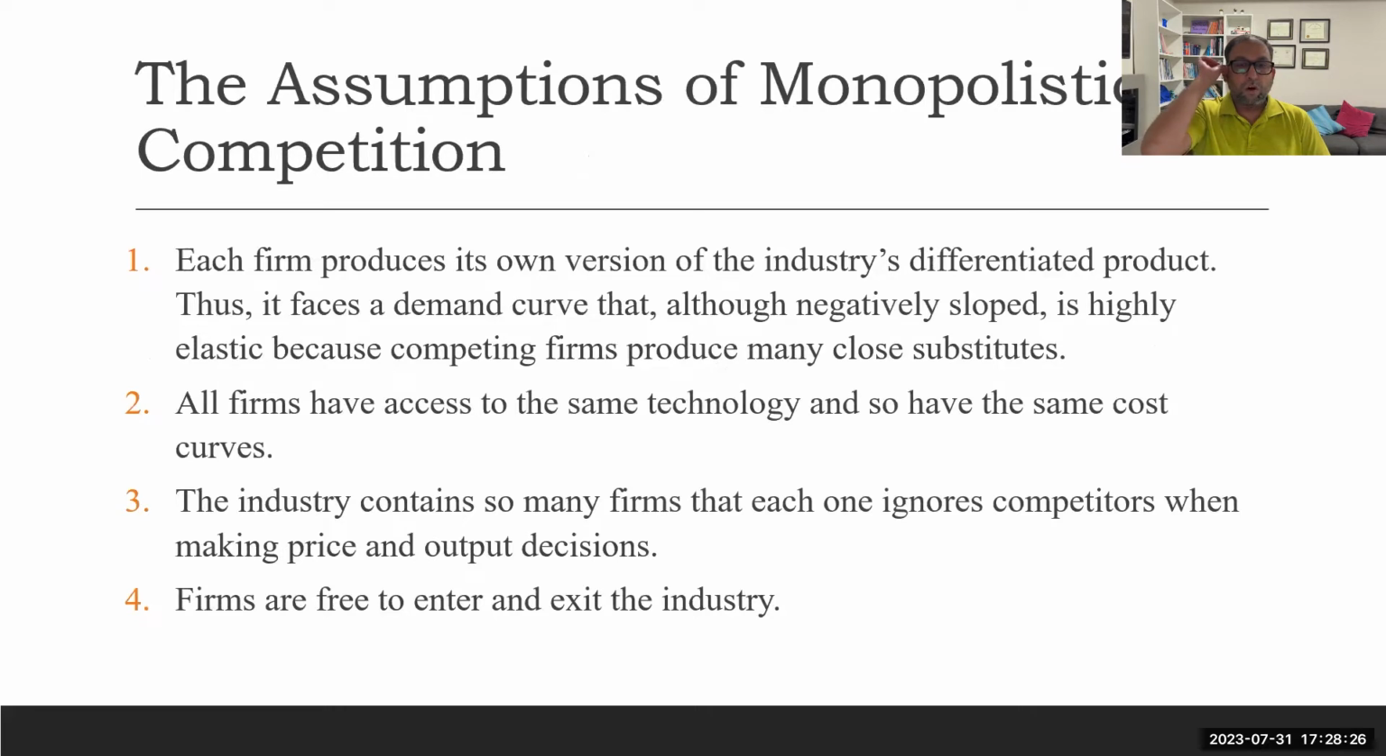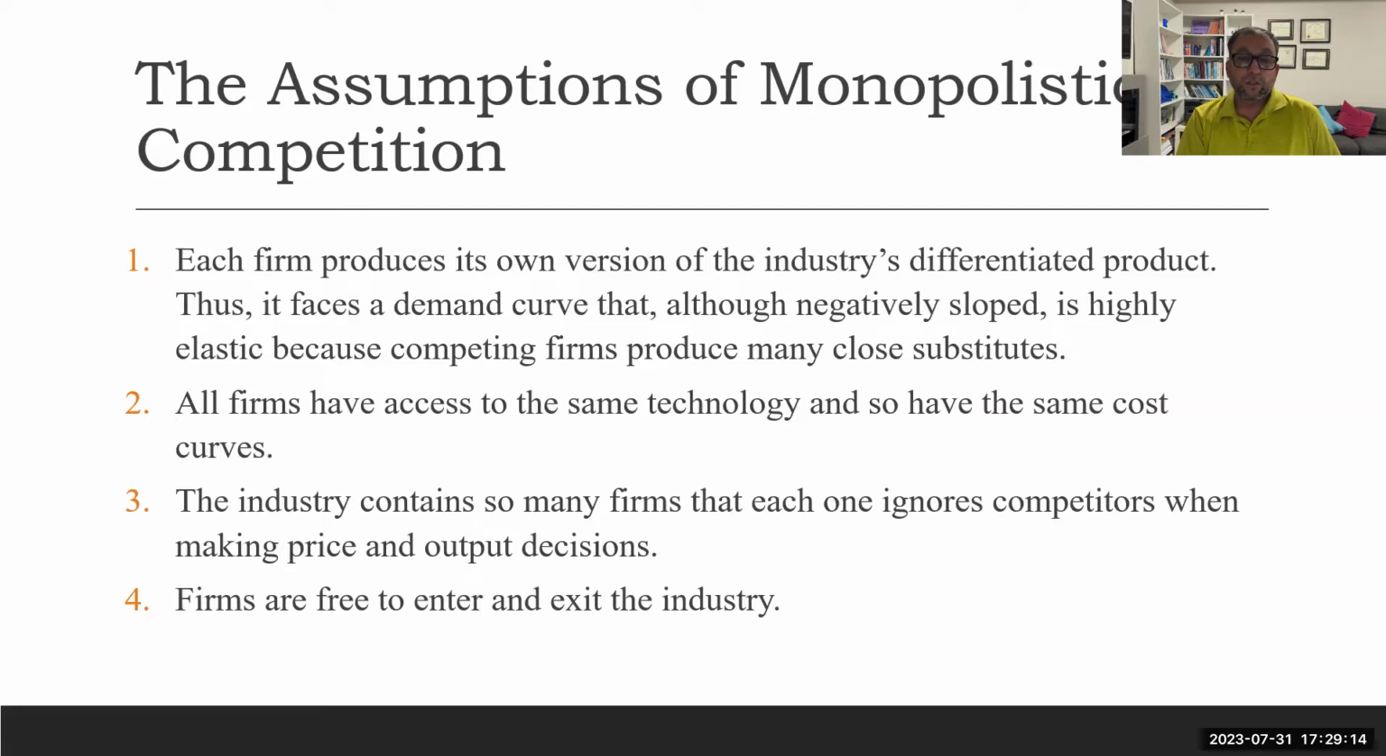Now, what are the basic assumptions of monopolistic competition? Each firm produces its own version of the industry's differentiated product. So overall, there is an industry of that product, but each firm is producing a differentiated product within that general product. So it faces a demand curve that, although negatively sloped, is highly elastic, because competing firms produce many close substitutes. Like I gave you the example of coffee: coffee of a Tim Hortons and coffee of a Starbucks are very close substitutes. Same is the case with toothpaste or shampoos and all other such products.